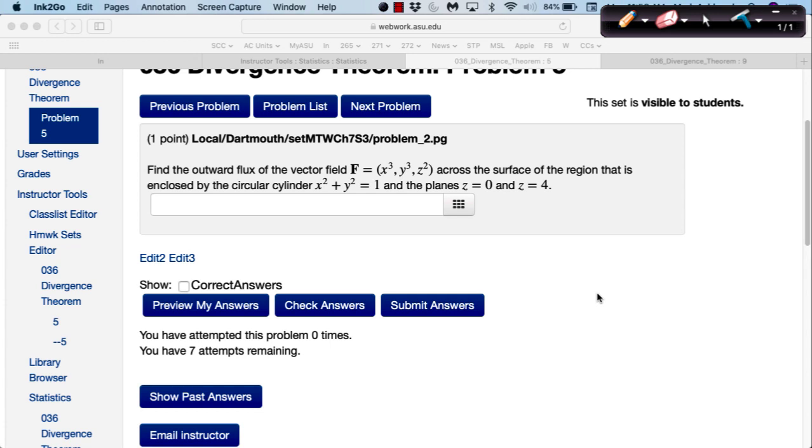So if you want to do the surface integral and actually add up 3 surface integrals, that's valid, but maybe there's another way.